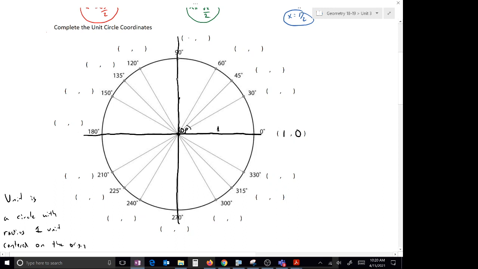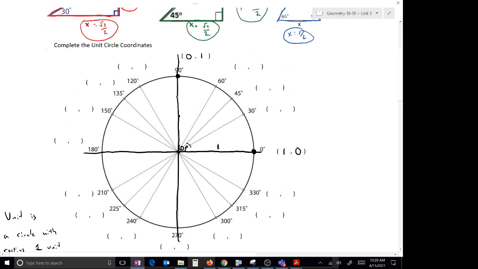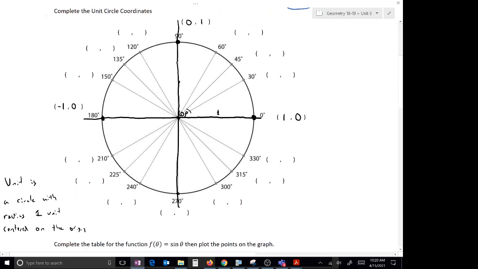At 90 degrees, we would have an x of 0 and a y of 1. So in other words, this point here at 0 degrees is 1, 0. And up here at 90, we have 0, comma 1. Over here at 180, that would be negative 1, 0. And down here at 270, that would be 0, negative 1.